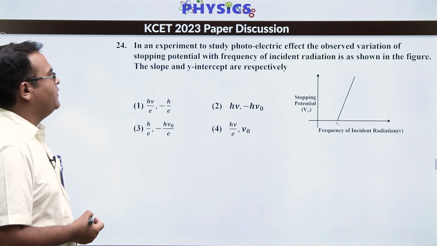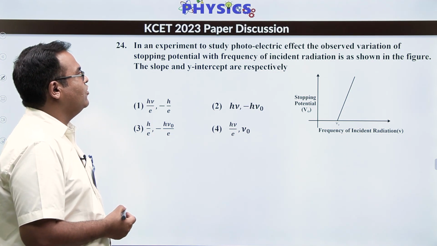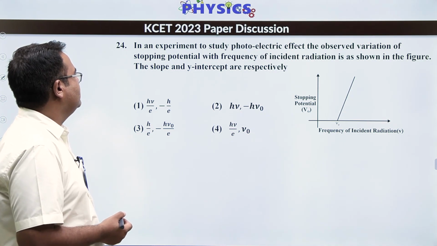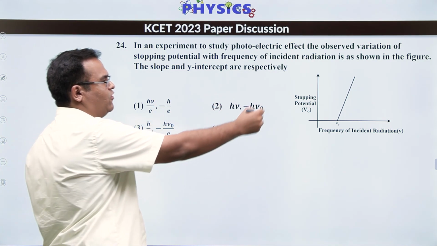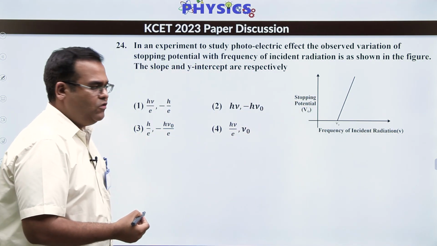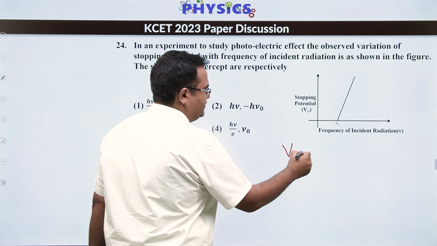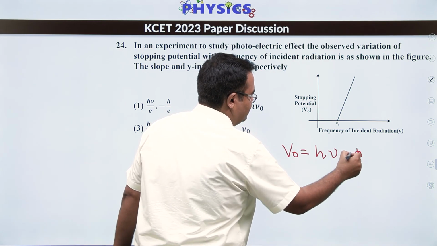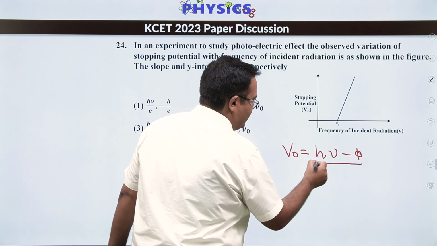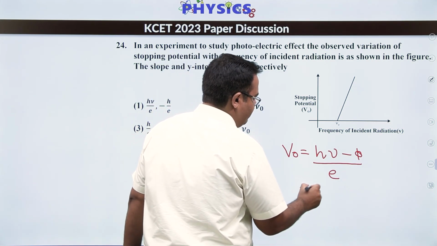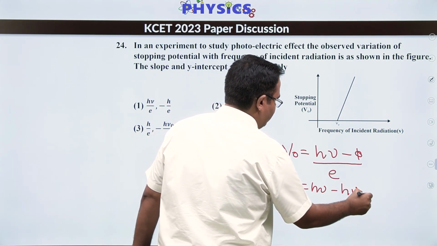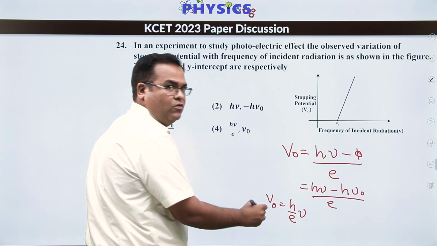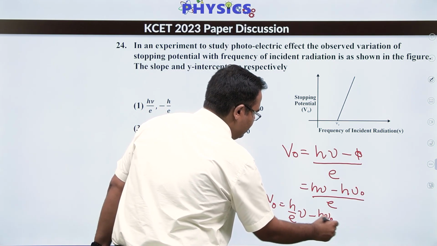It says that in an experiment to study the photoelectric effect, the observed variation of stopping potential with frequency of incident radiation is as shown in the figure. They are asking what is the slope and y-intercept of this particular graph. Now, we all know what stopping potential is. Stopping potential is h into frequency minus phi, which is the work function of the metal, divided by e, right. Now, we can also write work function as h into the threshold frequency. So, what do we get V naught as? We get h by e into nu minus h nu naught by e.